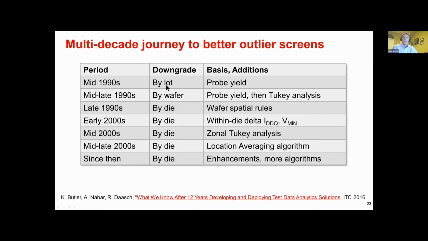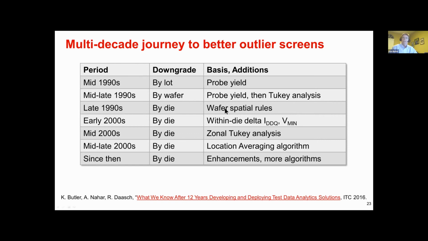In the mid-1990s, it was fairly crude. It was done by lot. We would look at probe yield, and we may downgrade lots or scrap particular lots or wafers, depending if you had significant detractions in yield. And by the mid to late 90s, we were starting to move into looking at things a wafer at a time instead of a lot at a time. We would again look at probe yield, but we started to do things like Tukey analysis, where we would look at distributions on particular parameters, look for significant outlier content, and then maybe again we might scrap the entire wafer if we have too many things that fall outside of the acceptable limits.